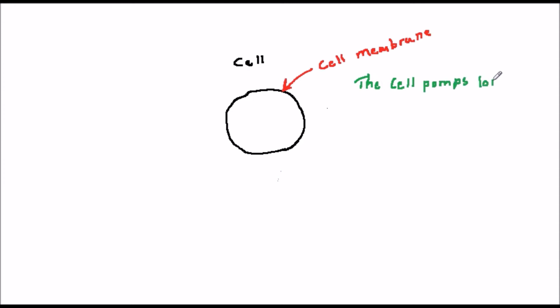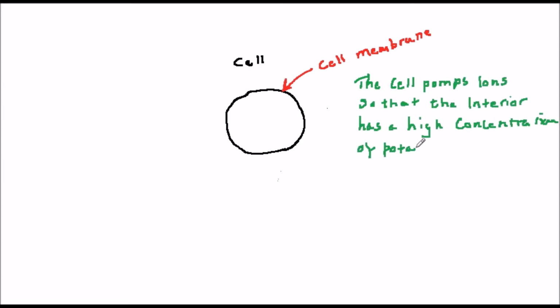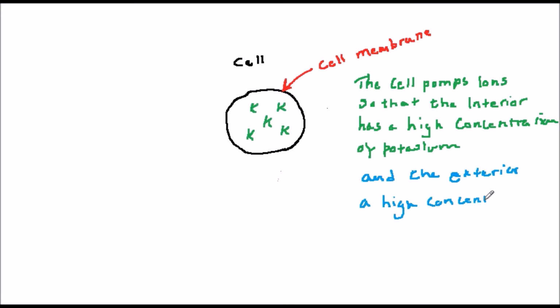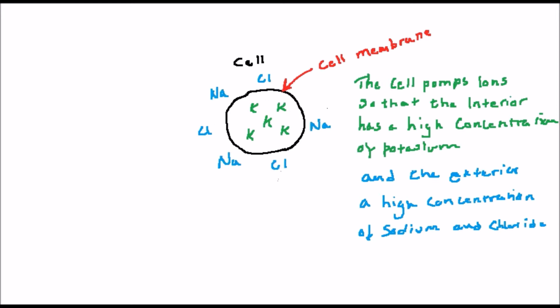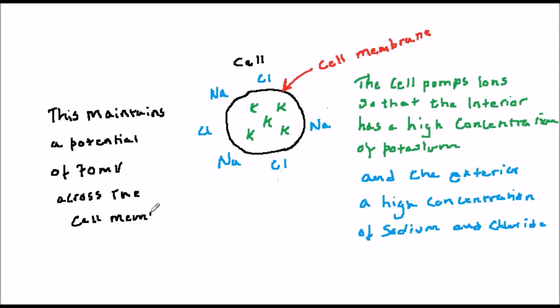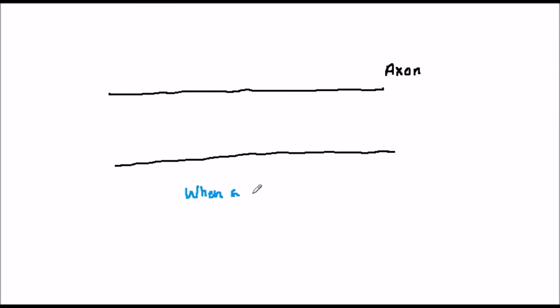In most neurons, ions are transported so that potassium ions are present in high concentrations inside the cell and sodium and chloride ions have a higher concentration outside. This produces a voltage, which is called a resting potential, between the inside and the outside of a cell of about 70 millivolts.